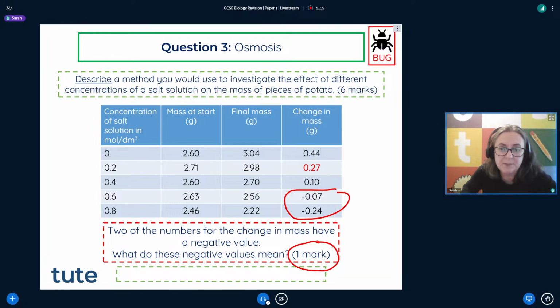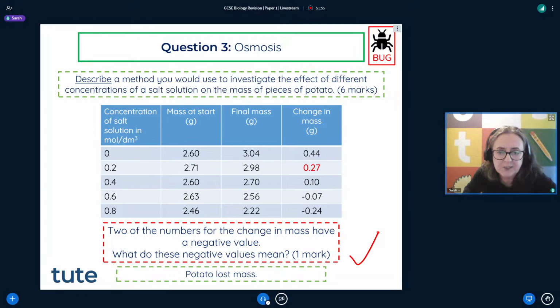So you have to write something very, very simple to get these marks. You don't have to go into why they're negative values. You just have to say what the negative value means. Well, the negative value means simply that instead of increasing in mass like our 0.27 piece of potato did, they are decreasing in mass. So they are losing mass. And that's all you have to say. The potato lost mass. And bingo, you've got your 1 mark answer.